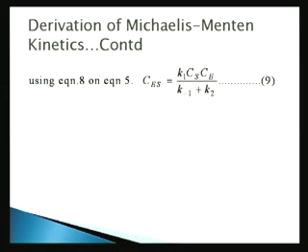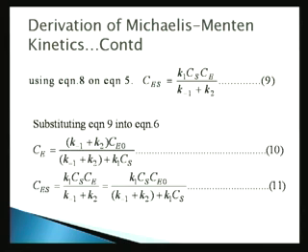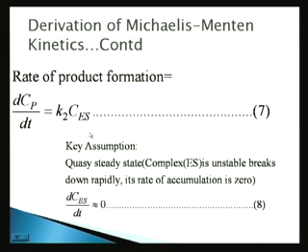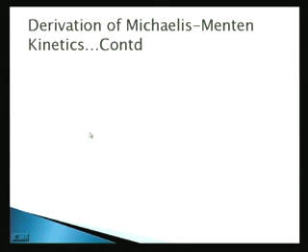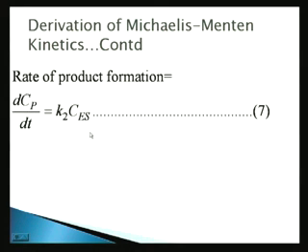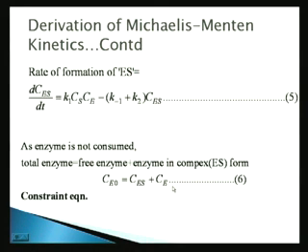So I have it on the screen now: once you set d/dt of C_ES equal to 0, you get C_ES equals k1 C_S times C_E over (k minus 1 plus k2). Clear? Lisa? Clear? Okay. Now what you need to do is use equation 9, which is the equation I got here, the constraint equation over here.